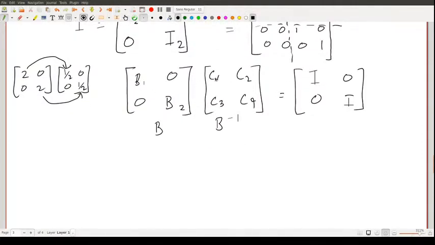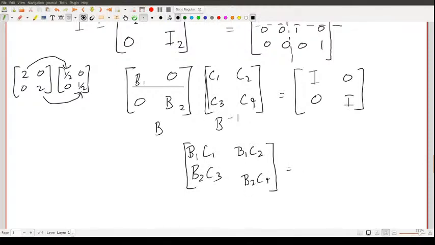So let's just write out the 4 products, right? Let's multiply this 2 by 2 block with this 2 by 2 block and get this block. So what do I get? Let's just do row by column. B1 times C1 plus 0 times C3, that's just 0, so the first entry is B1 C1. Next up, we have B1 times C2 and 0 times C4, which is just B1 C2. The third entry is going to be 0 C1 plus B2 C3. And the last entry will be B2 C4, equal to identity, 0, 0, identity.